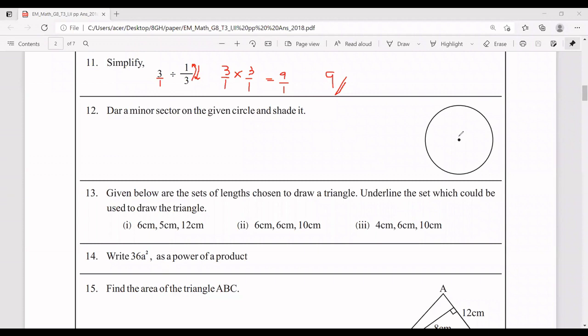Draw the minor sector. What is called a sector? Sector, segment, arcs. Can you remember those things? A sector is surrounded by 2 radii and 1 arc. What is called an arc?